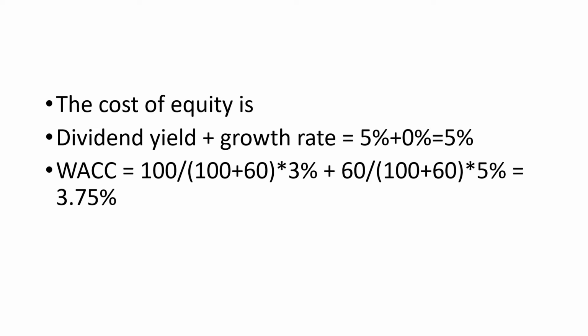And the WACC is equal to 100 over 100 plus 60, this is the weight of the debt, times 3%, this is the cost of debt, plus 60 over 100 plus 60, this is the weight of equity, times 5%, this is the cost of equity. It is equal to 3.75%.